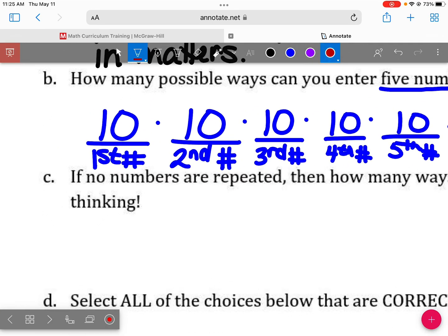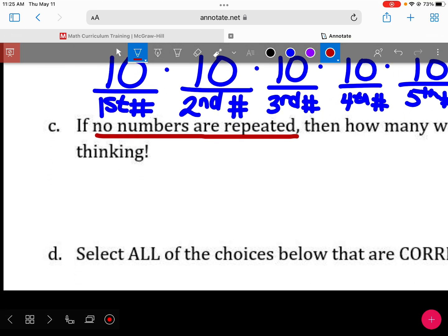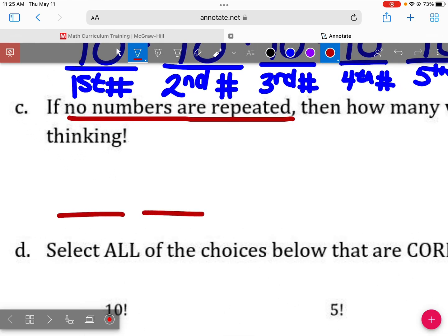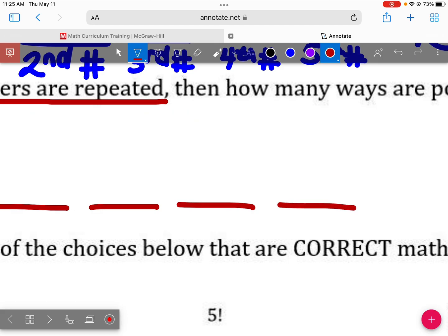All right. If no numbers are repeated, then how many ways are possible to open the safe? So I'm still going to have to enter 5 numbers. Down here in part C, could I use my dad's birthday? 11/8/58? No. Why not? Yeah. No numbers are allowed to repeat here.